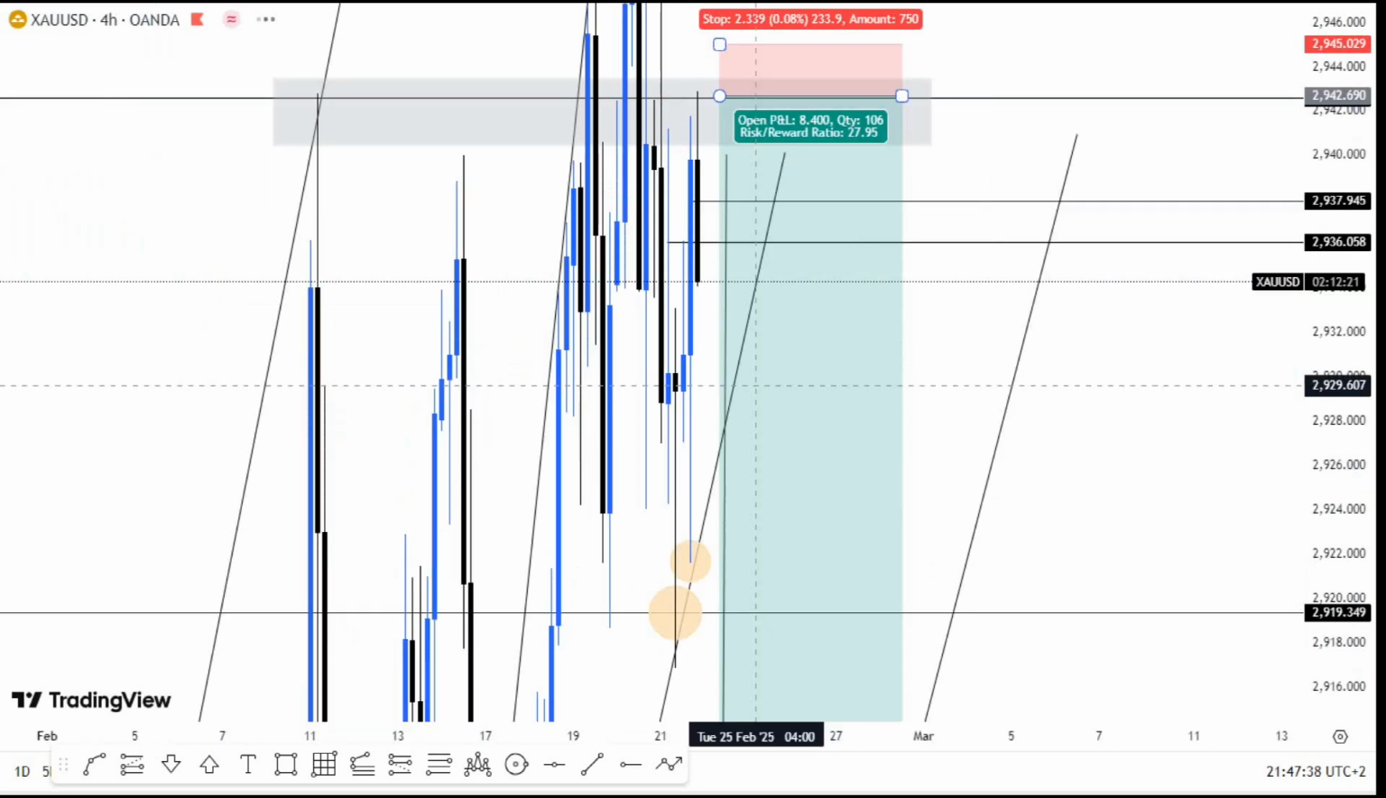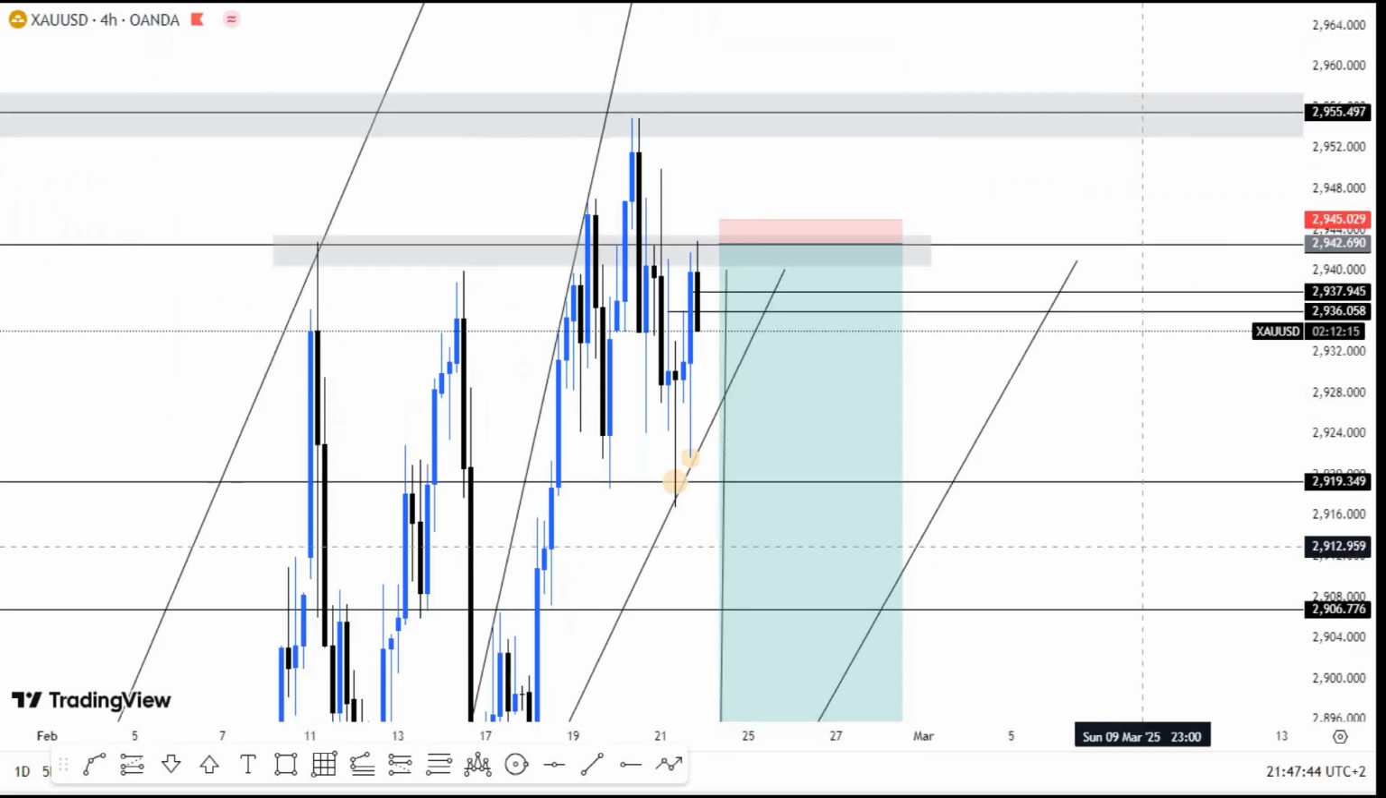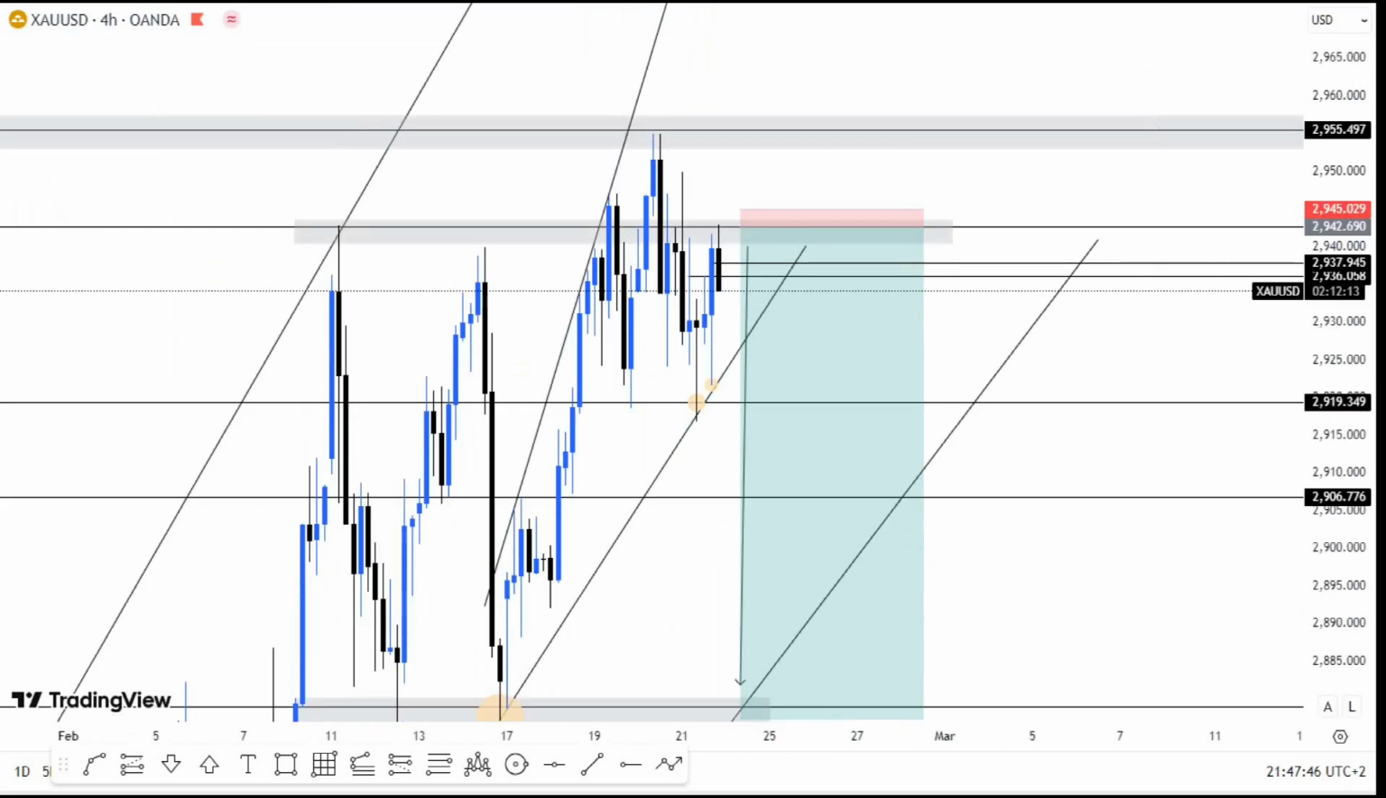Okay, and it actually broke that certain neckline where I was actually seeing some buys. So the buys are currently not promising. Okay, so we're just gonna be off it.